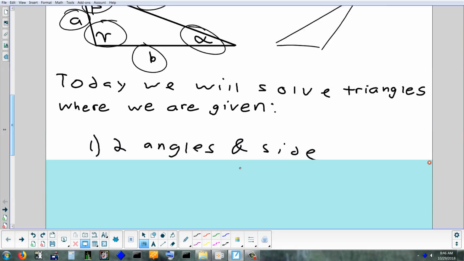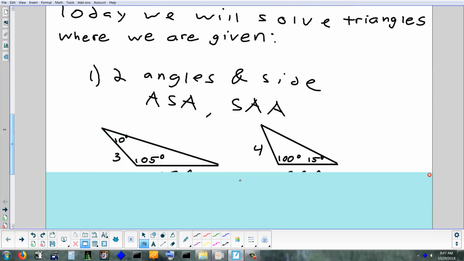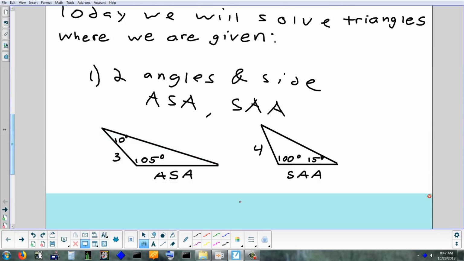If I give you 2 angles and a side, that's one of the kinds of problems you can solve with what we're learning today. Now, even within that, there's actually 2 ways I can do that. I can give you 2 angles and tell you the side that connects them, that's between. Or I can give you 2 angles and give you the side that's not between. And here's a picture of each case.